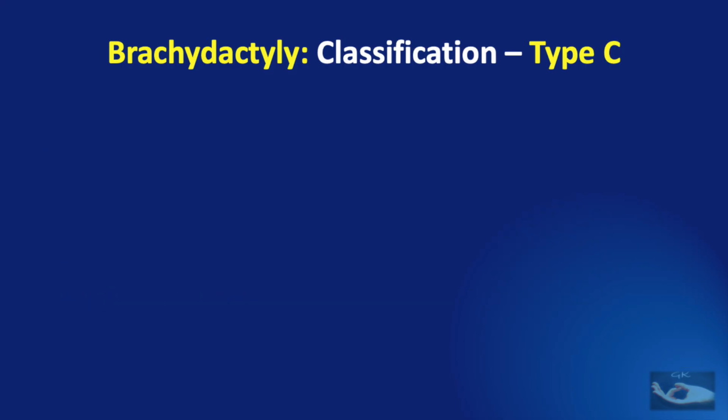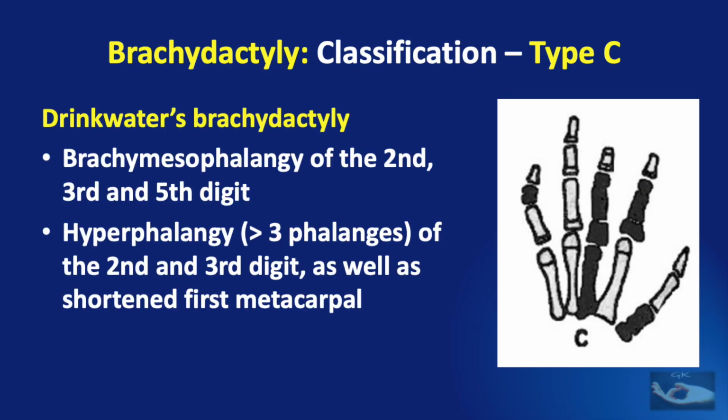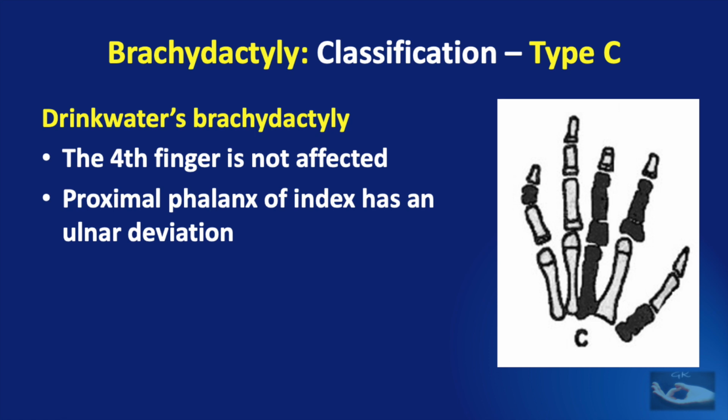Type C brachydactyly is known as Drinkwater's brachydactyly. Here there is brachymesophalangy of the middle phalanx of the second, third and fifth digit. It may be associated with hyperphalangy, that is more than 3 phalanges of the index and middle fingers, as well as shortened first metacarpal. Usually the ring finger is not affected, so it is the longest finger in this type of hand. The proximal phalanx of the index finger may have an ulnar deviation.